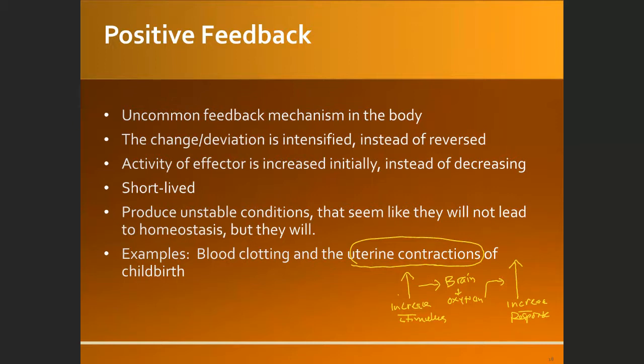When it stops, like in this example with the baby's birth, the response will stop after delivering the baby. So when the baby is out, when the baby is born, then the contraction will stop. So this is an example of a positive feedback system. And again, it is very rarely used by our body.